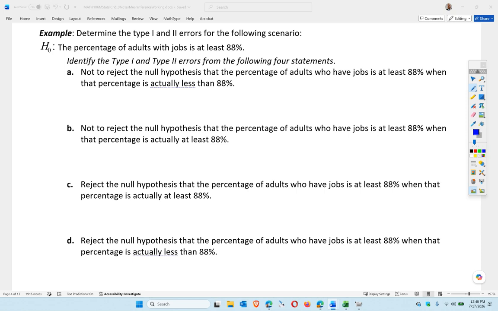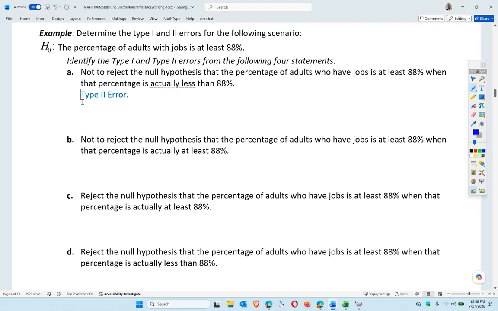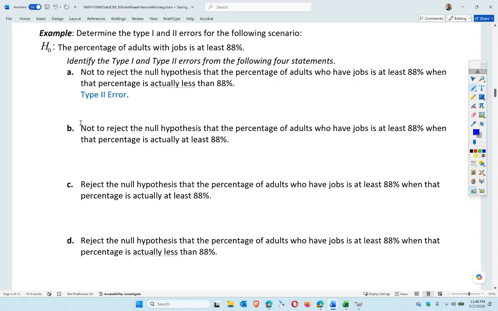So that's not good, right? You didn't reject it, and it turns out you're wrong, so that's a type 2 error, isn't it? Right? False negative. Okay. So you do not reject the null hypothesis, right? But it's at least 88% when it's actually at least 80%. So that's the correct decision.